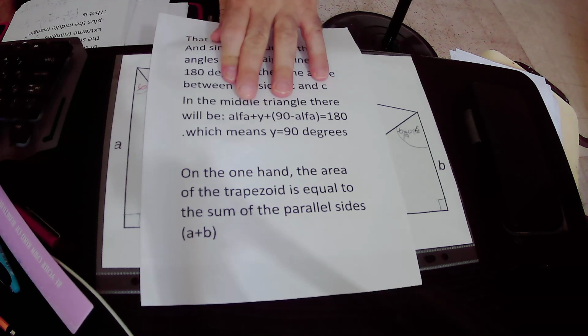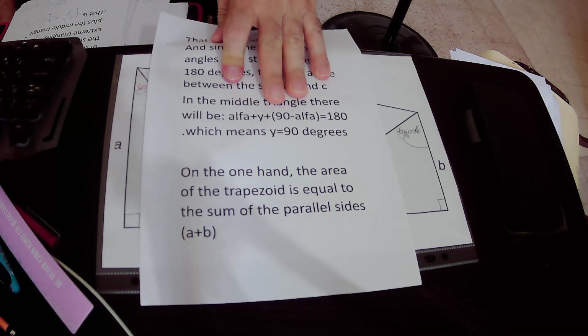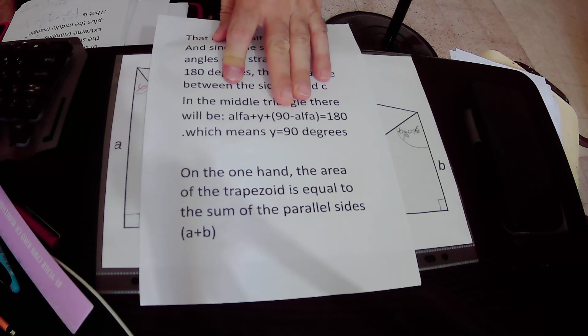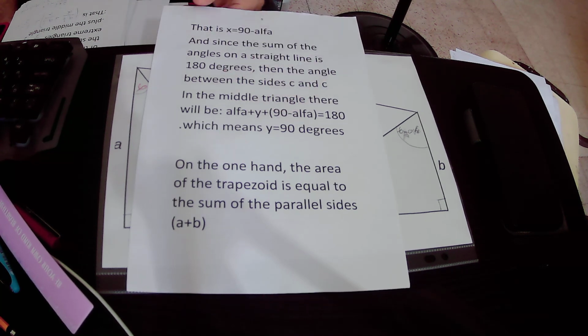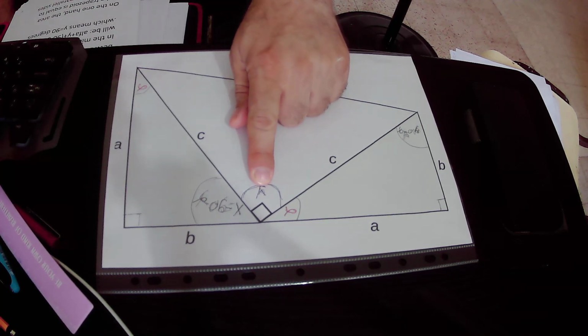Then alpha minus alpha equals 0, and if we subtract 90 degrees from both sides of the equation, we will get that y is equal to 90 degrees. So y is a right angle.